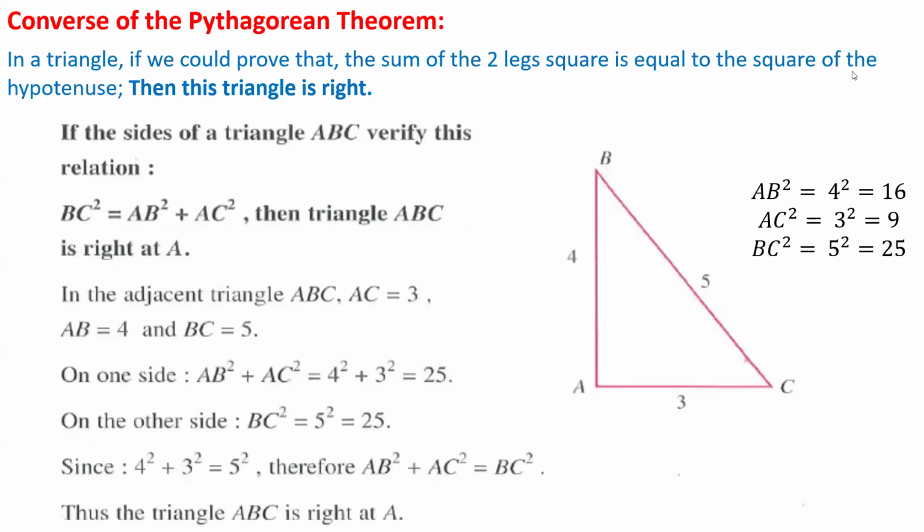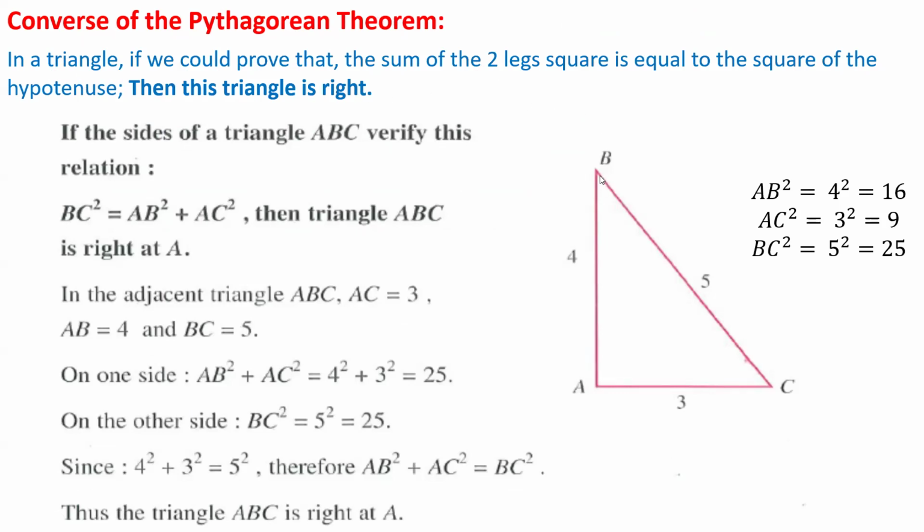Every theorem has a converse. Why do we use the converse of the Pythagorean theorem? The converse of the Pythagorean theorem, we use it to prove that a triangle is right. So what will I be given to apply the converse of the Pythagorean theorem? I say in a triangle, if we can prove that the sum of the two legs squared is equal to the square of the hypotenuse, then it is right.